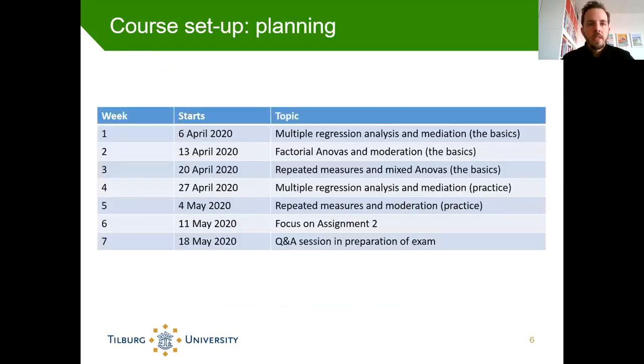All right, so here you see the planning of the course. As you might know by now, this 4th block will consist of 7 consecutive weeks. Here you see the start date, so the Monday of each of those weeks. You will also see that every week there will be a different topic. The best way to look at this for this course is that there are actually 2 blocks of 3 weeks in which different activities take place.